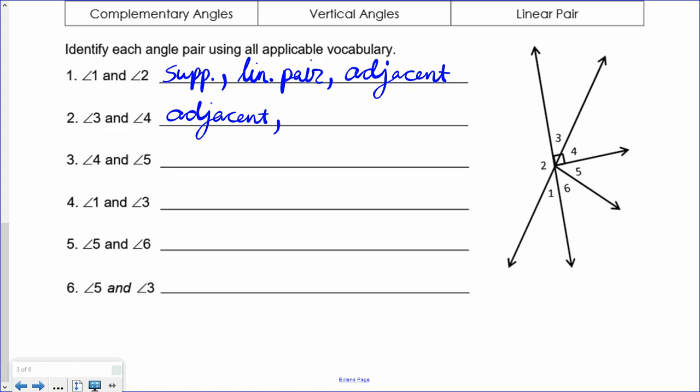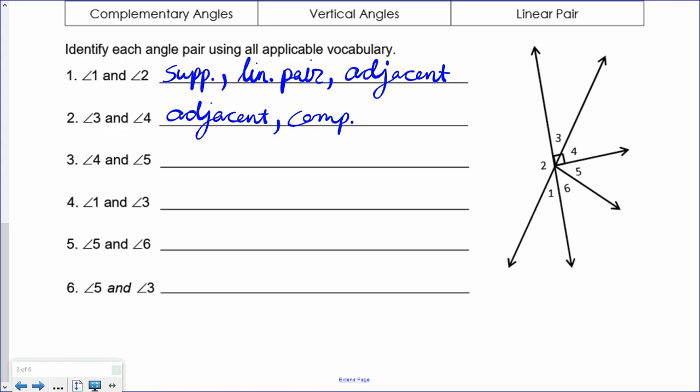Is there any other relationship? Yes. Okay, why do we know that? The little box, what does that mean? 90 degrees. So the 2 angles that create that box are 3 and 4, so that means they are 90 degrees. Makes them complementary. Can they be complementary and supplementary? No. Can they be adjacent and vertical? No. So one or the other, or neither.